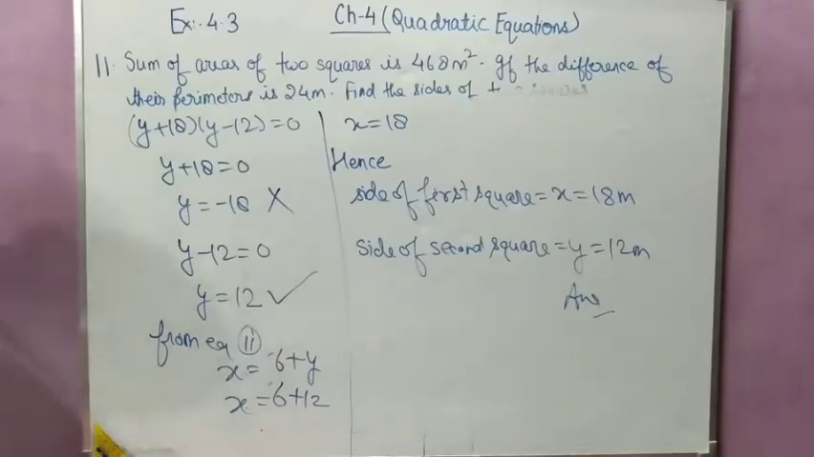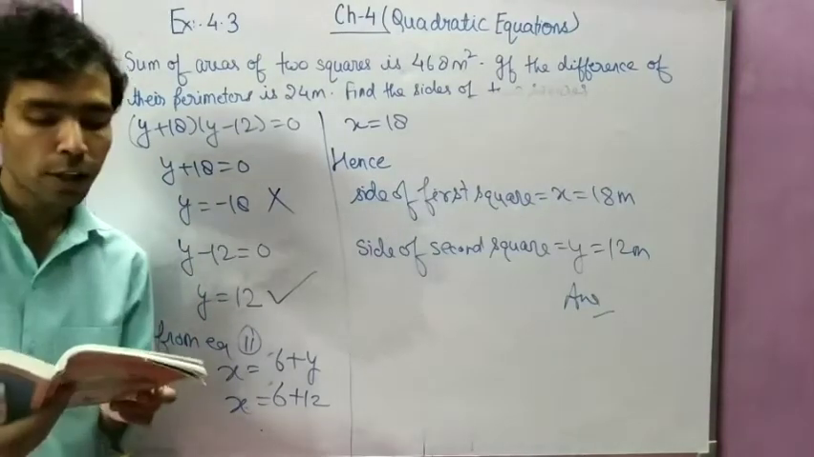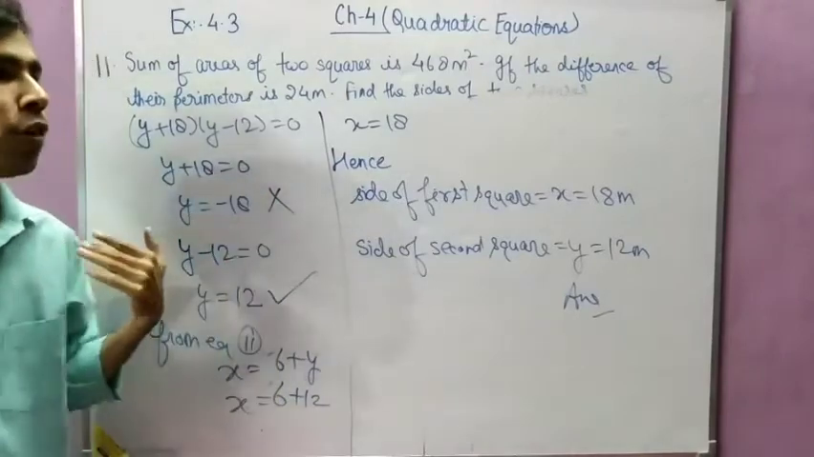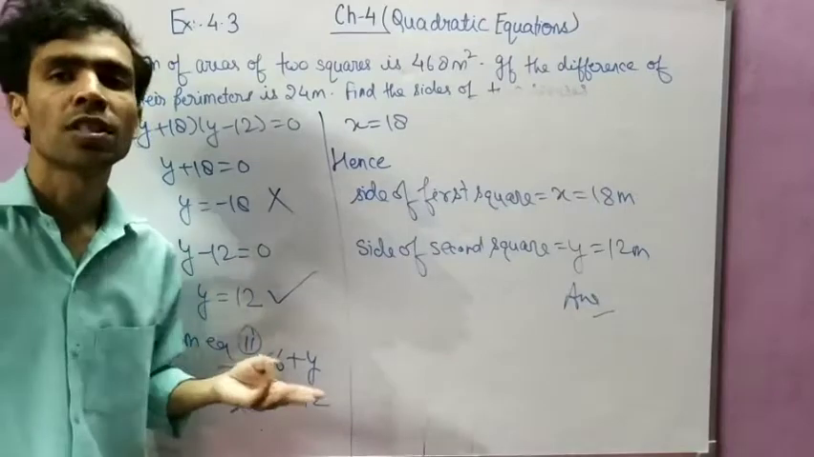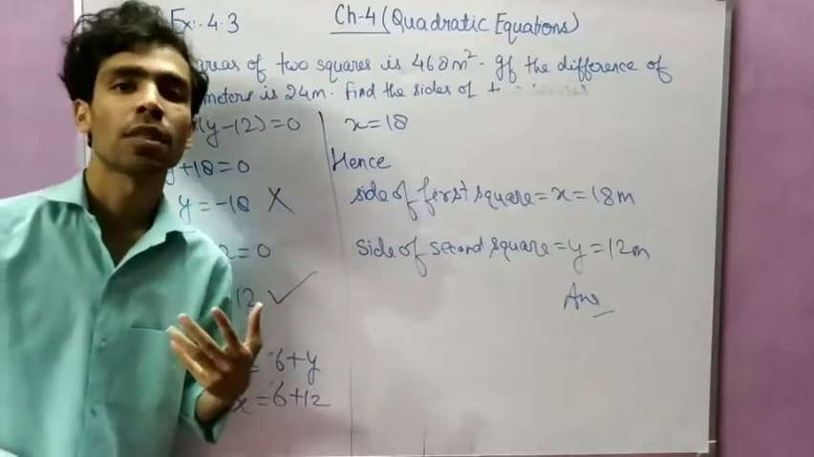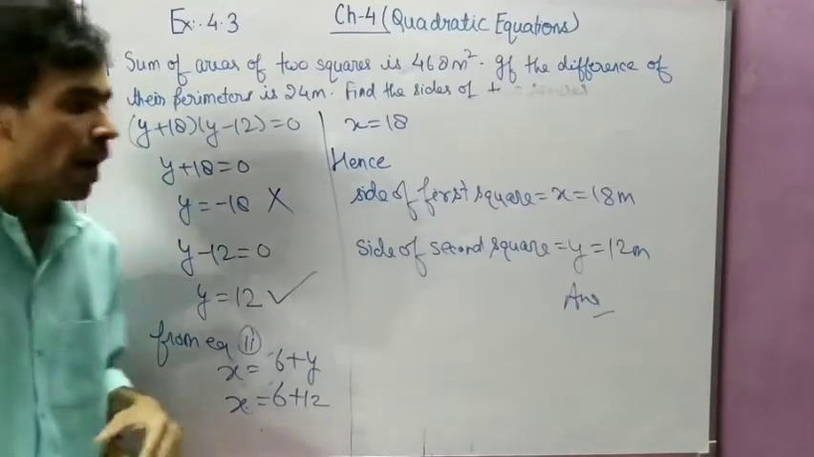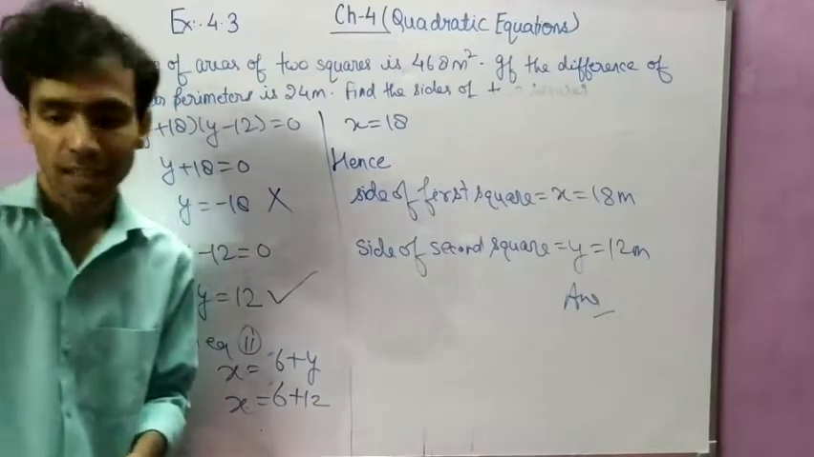So by solving this question, we have finished. Actually, out of 11 questions, I have solved at least 8 or 9 questions, and only 2 questions are for you. So that much you can do by yourself. Okay, you have to do it by yourself. So after solving this question, we have finished our exercise 4.3.